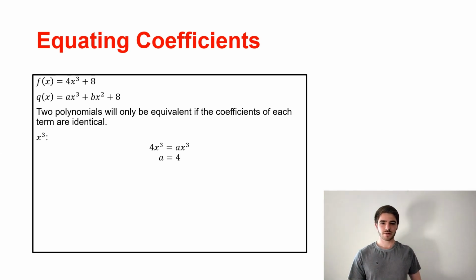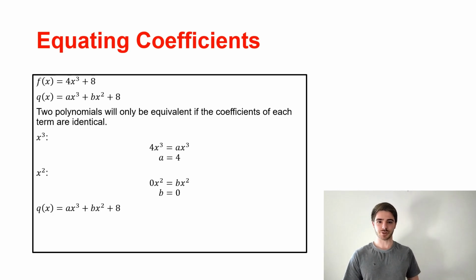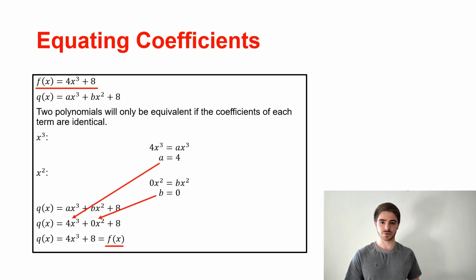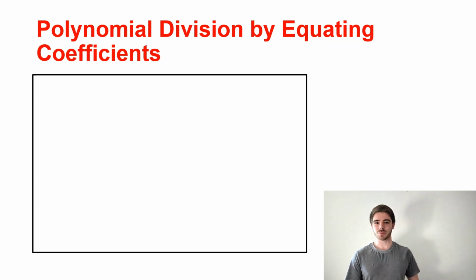So what do we do about x squared? Well, we can see that it's absent from the first polynomial. In other words, it means its coefficient must be 0. Hence, we'll have 0 equals bx squared, so b must be 0. We can now show that f of x must equal q of x by substituting in our solution. Yeah, that's great and all, but what does this have to do with polynomial division? Allow me to demonstrate. The first thing to realise is that every time we perform polynomial division, we'll get a polynomial as a result. Hence, we can write the following.